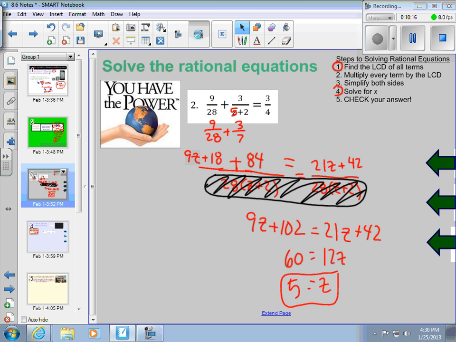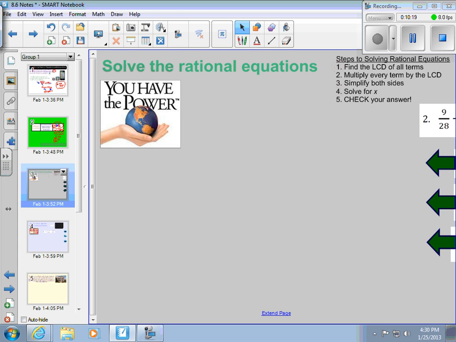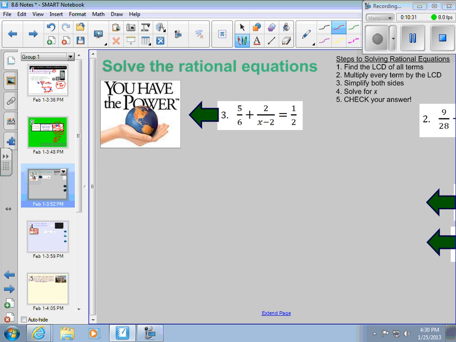Let's try another one. Let's look at number 3. All right, on number 3. Again, we want to try to get common denominator. If we're going to add these together, let's get a common denominator. If we look at our denominators, 6, x minus 2, and 2. What's our common denominator? We're going to need the quantity x minus 2. We also need to find the least common multiple of 6 and 2. Well, 6 goes into 6, and 2 is a factor of 6, so 6 would be our common denominator.